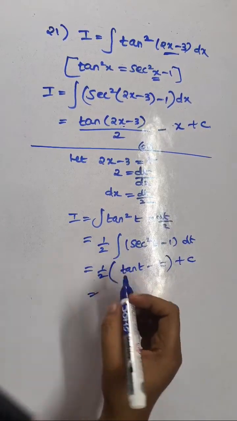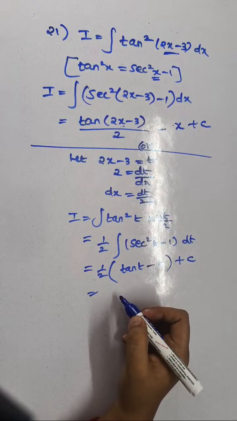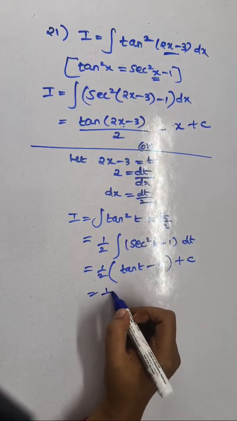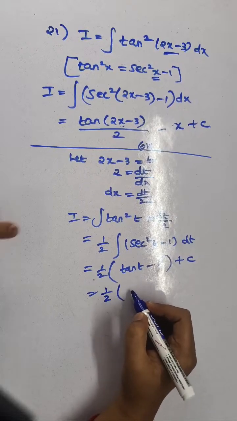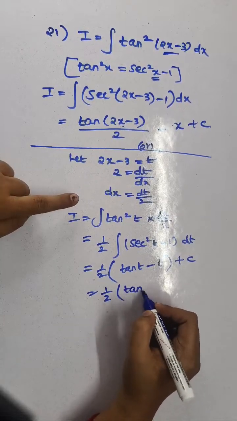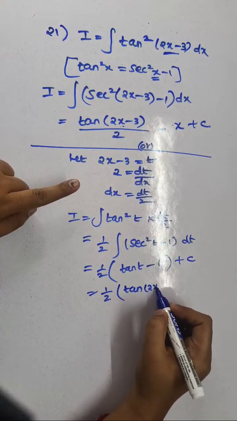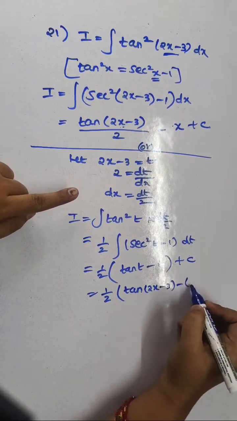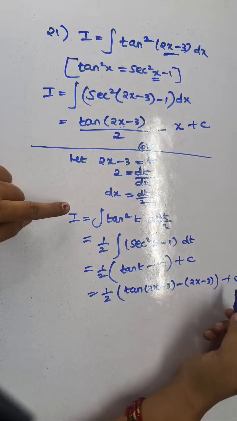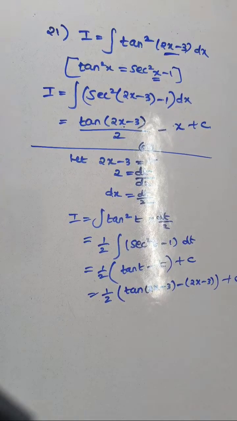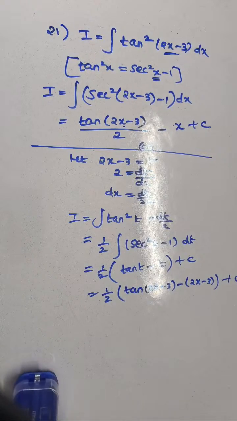Replace now, so that will become 1 by 2 into tan of, in place of t it is 2x minus 3, minus of 2x minus 3 plus c. This will be your required answer.